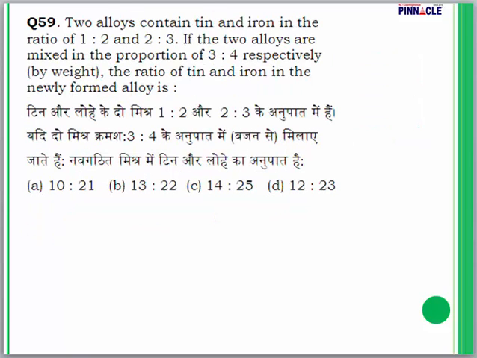Two alloys contain tin and iron in the ratio 1:2 and 2:3. If these two alloys are mixed in the proportion of 3:4 respectively by weight, the ratio of tin and iron in the newly formed alloy would be how much? They have to be mixed in 3:4.